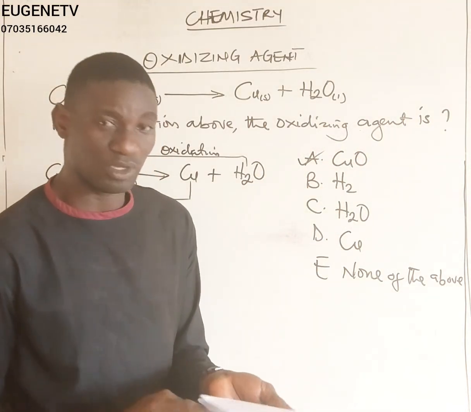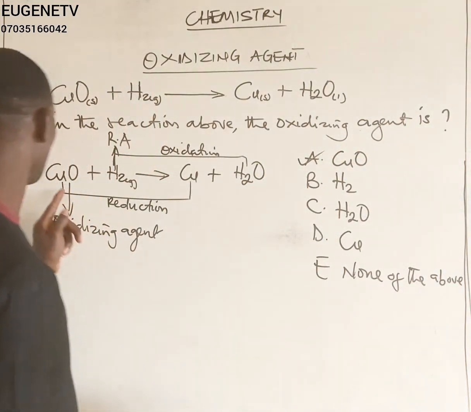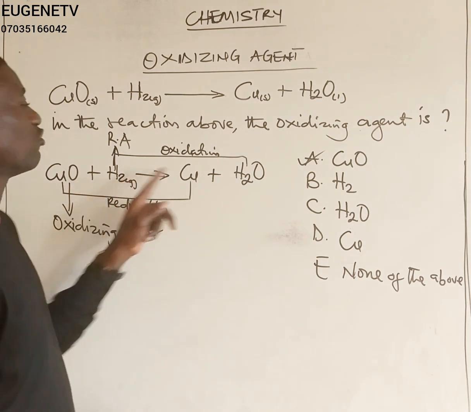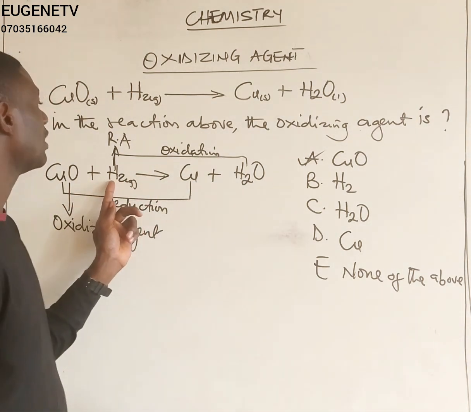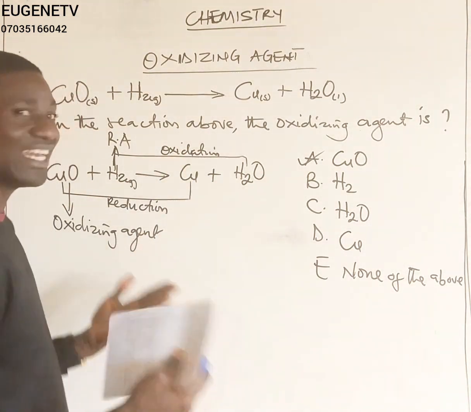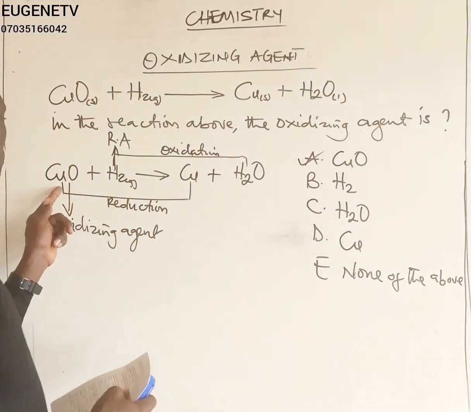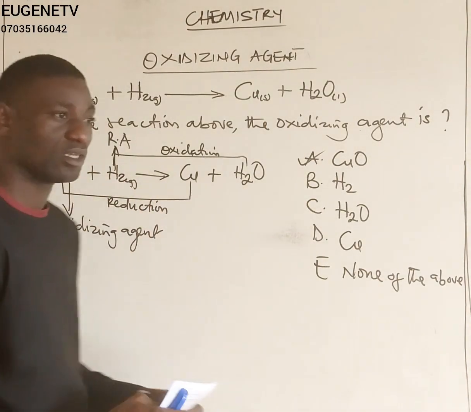Option letter A is correct because copper 2 oxide donated oxygen to hydrogen so that hydrogen forms water. And of course, for hydrogen to form water, it has undergone oxidation reaction. And that agent that brings about that oxidation is copper 2 oxide, which donates oxygen to hydrogen.